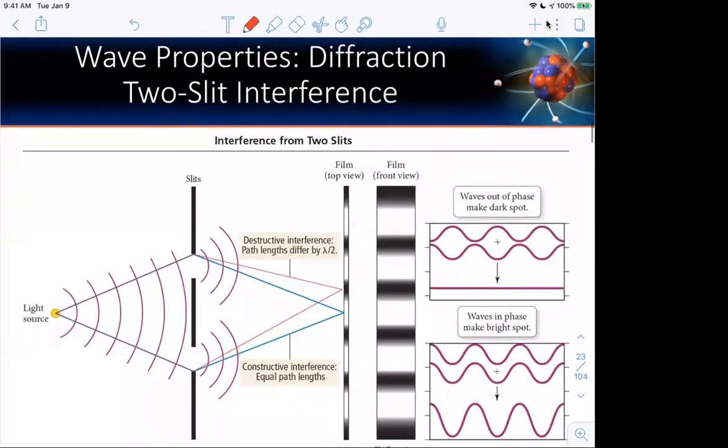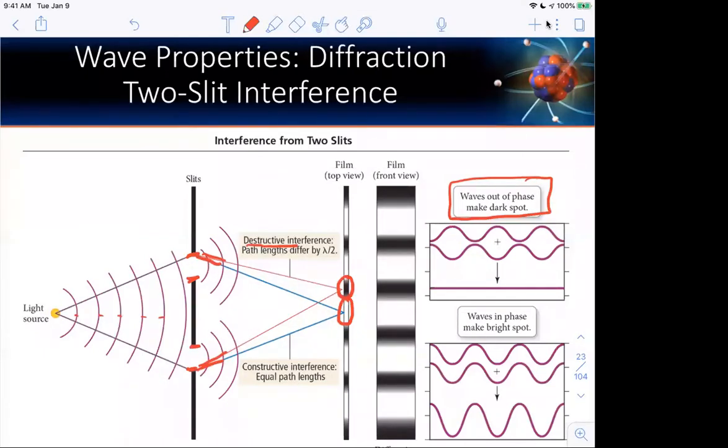Here's an example. Here's my light source. Here's my wave that's traveling. Here are my two slits. So now my waves are bending, right? The way these two waves resulting from that original wave interact, I can have a dark spot or I can have a light spot. The dark spot is where I have destructive interference. The dark spot is where my waves are out of phase and basically cancel each other out. So there is no wave there, there's no light.